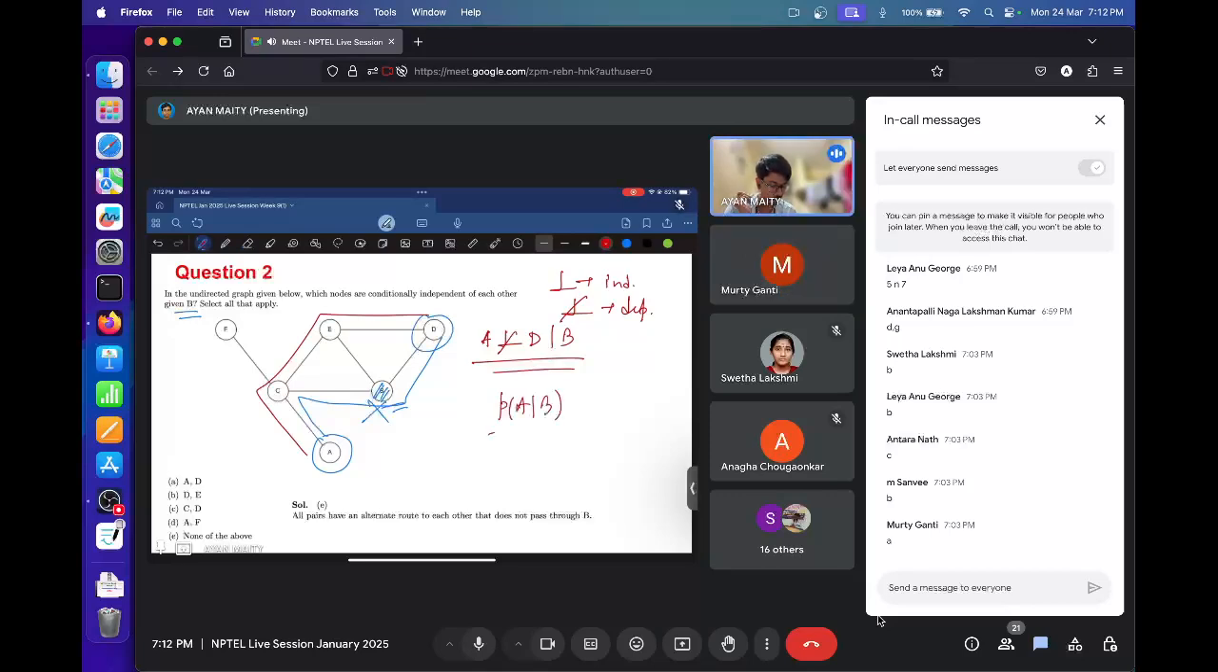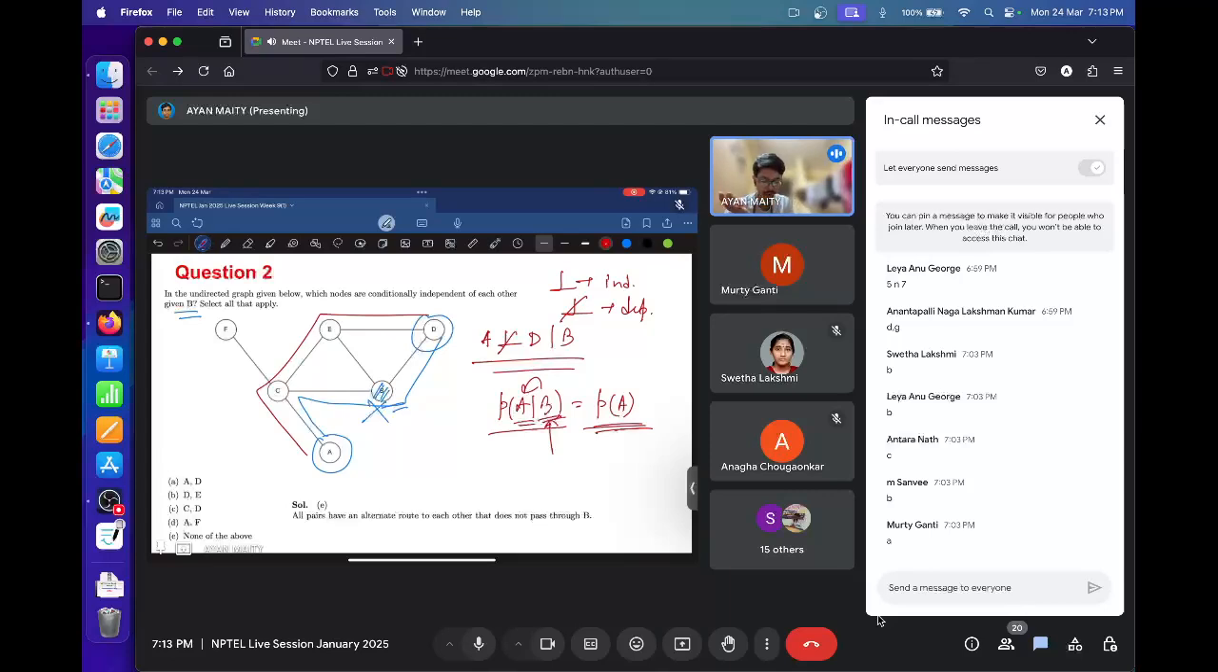Probability of A given B. So I know the value of B. Now, how can I find out the probability of A? If probability of A given B equals probability of A, then knowing B does not affect the probability of A. That's why A and B are independent in this case. If A is independent of B, knowing B does not give any information about A.